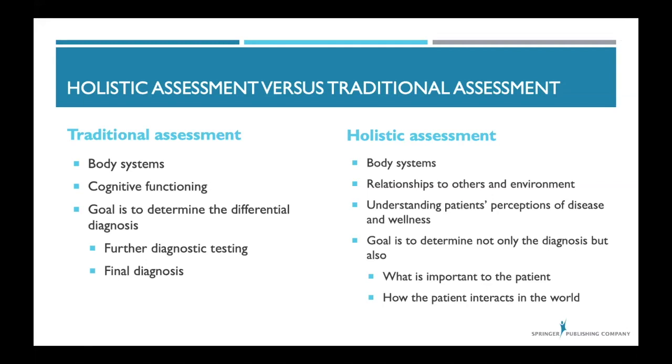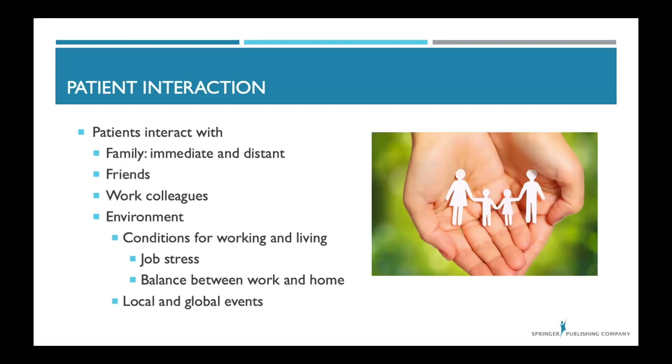So our goal is not only to determine that diagnosis, but what's actually going to help the patient, what they find is important, and how they interact with everything in their environment, their work, their home. So this interaction, extremely important. They have a lot of different factors. Every patient has a lot of different things that go into all the different interactions that they have. Usually we start talking about family, friends, their work colleagues. What are their environmental conditions? What things will have an impact on their health? How much stress are they under?